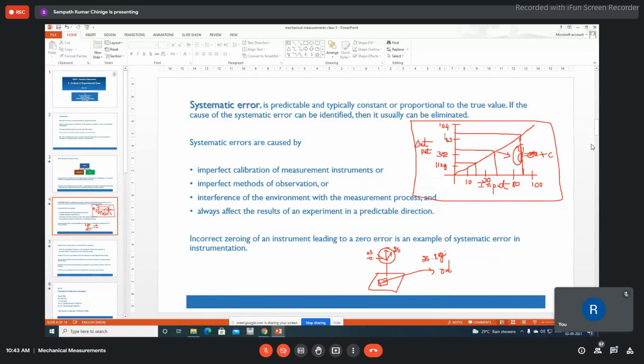So the error is continuously increasing. But what I can do is, in general, what is the system? You don't know the input. You are giving some unknown input, and through the measurement system, you are measuring. So you will get the output. The question is whether the output is actually measuring the input properly or not.